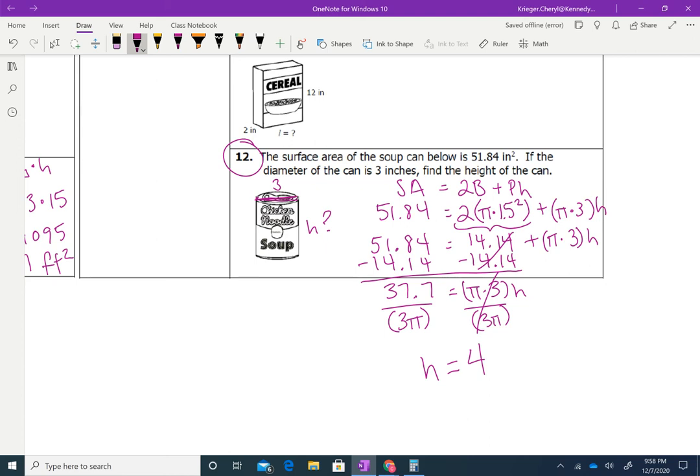All right. So 4 what? 4 inches. We did it.